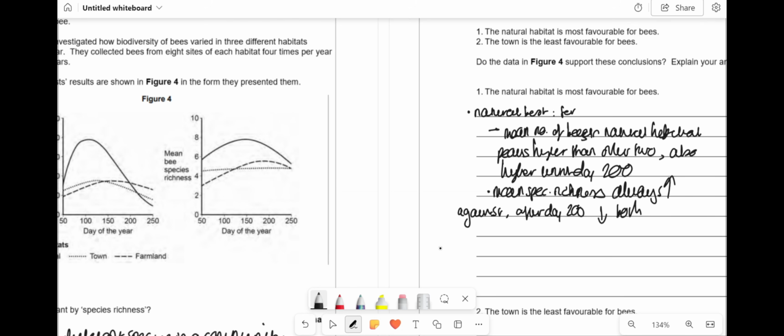So then worst for the town. If we look here, we can see that the mean number is going up and down, but it's above farmland here and hits a peak that's similar to it. So we can't really get much out of that. However, if we look at the other one here, we can see that the farmland peaks up here and this peaks up here. So remember the interline comparison where it's completely unchanged throughout.